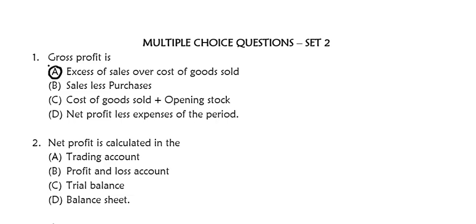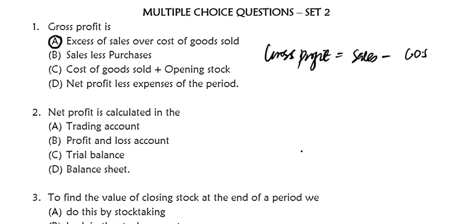So whenever your sales revenue exceeds the cost of goods sold, then that excess is what we refer to as gross profit. In other words, gross profit equals the sales minus the cost of sales or the cost of goods sold. Net profit is calculated in the trading account, profit and loss account, trial balance, balance sheet.